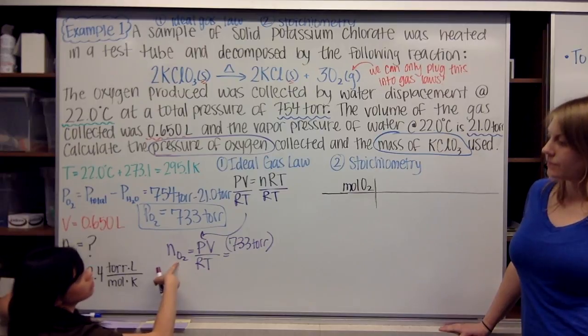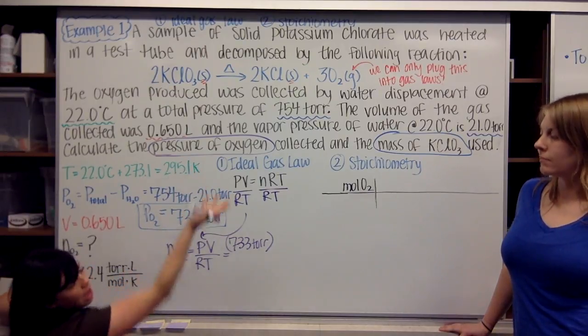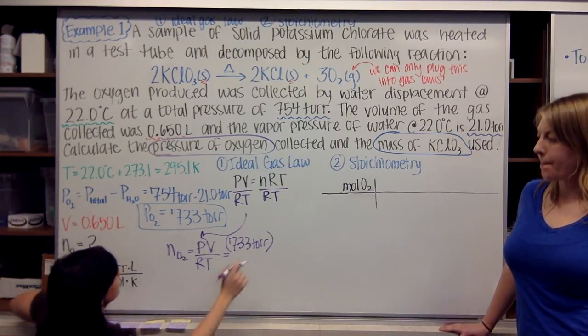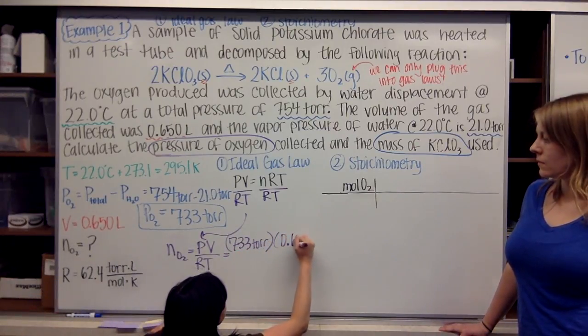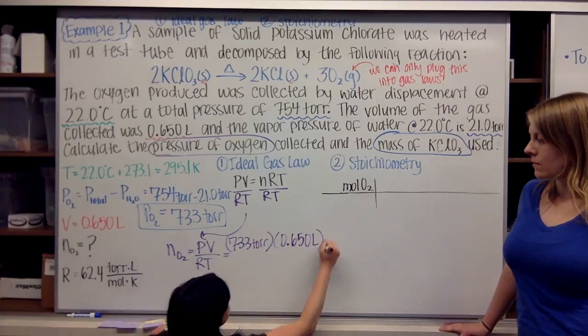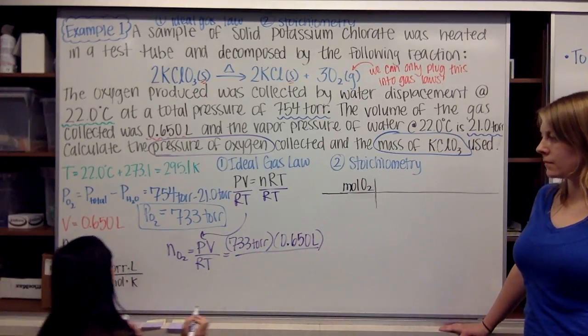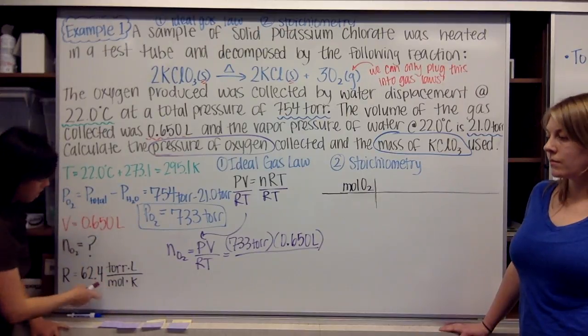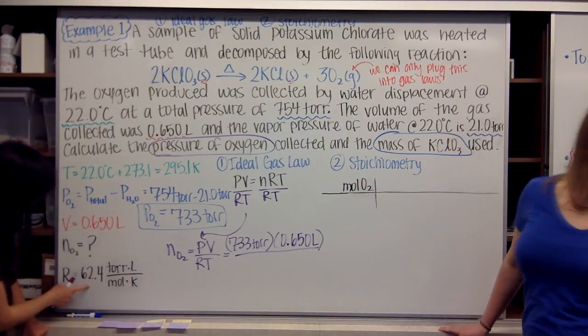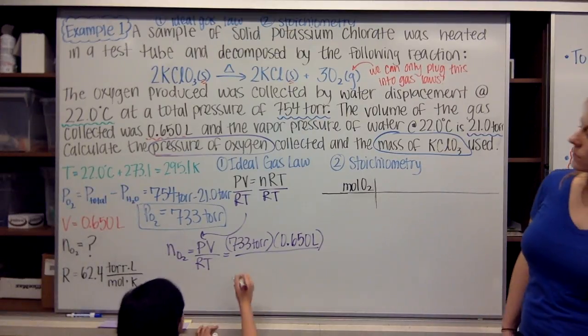Partial moles of oxygen. So thankfully, we were already asked to do that. And then times my volume, which is 0.650 liters, divided by my gas constant. I got this off of the periodic table for us, and it's 62.4.